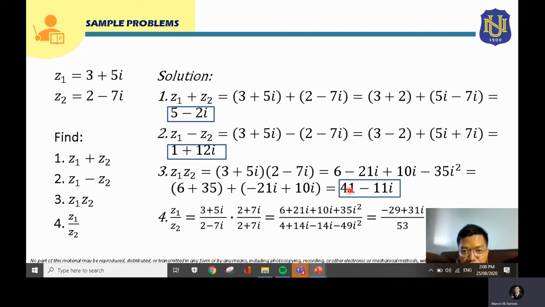So simplifying this, this will become 6 minus 35, so that will be negative 29. And then we have 21i plus 10i, so this will be 31i, right? And then we have 4 plus 49 here, so that will be 53. So this will now be the answer for number 4.